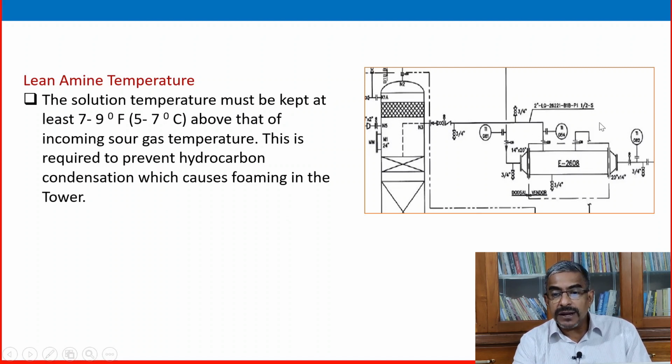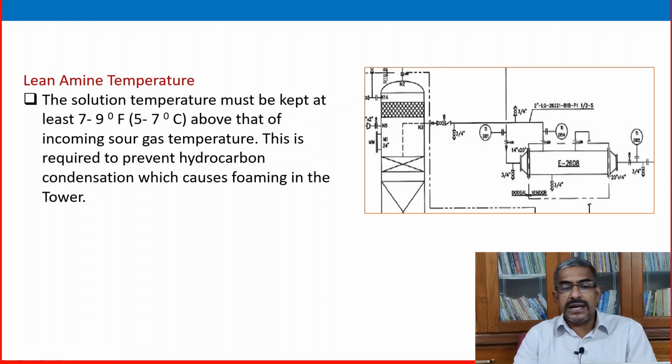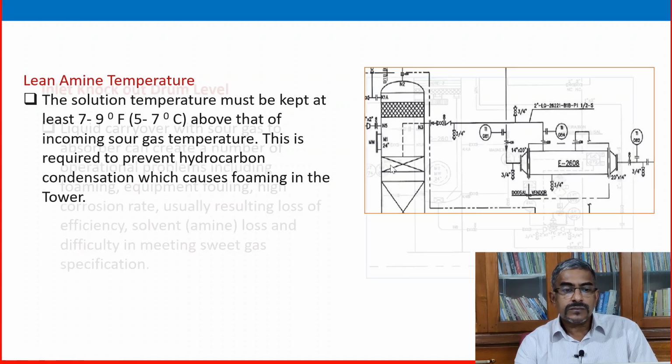According to that, you see, we are also checking the outgoing gas temperature and the inlet amine temperature after the cooler. Different types of coolers are used: the lean-rich amine exchanger, fin fan cooler, or normal cooler, to maintain the proper temperature at the entry point. Otherwise it causes hydrocarbon condensation and foaming will happen inside the tower.